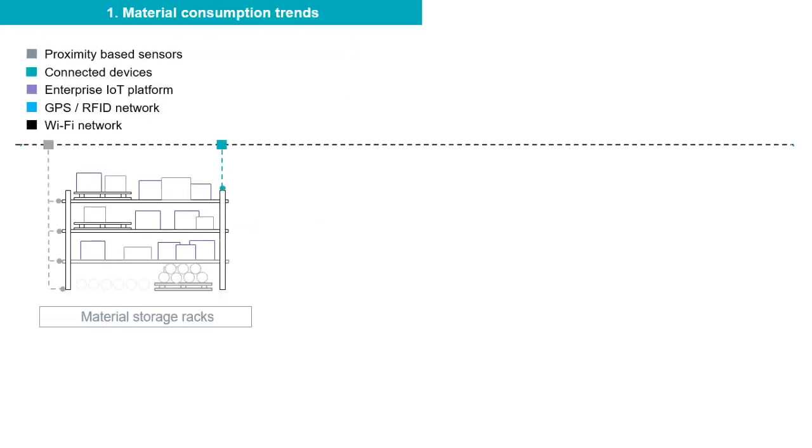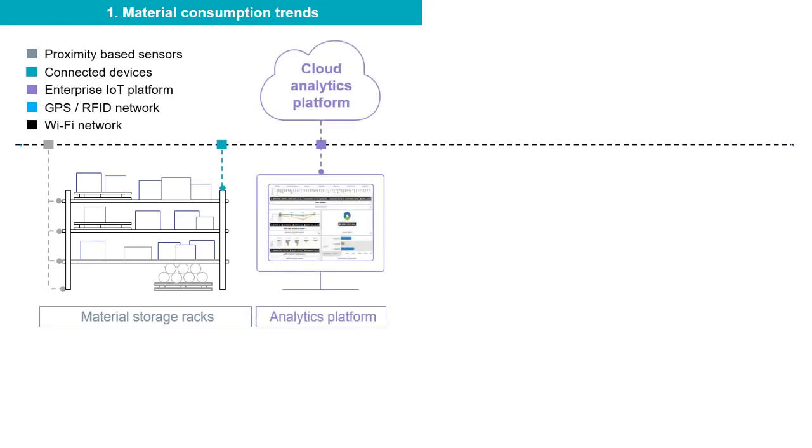In this scenario, we have a connected material storage rack located on the factory shop floor. Sensors on the rack can determine the volume of material being stored. The steel material consumption patterns in this case are being monitored by our analytics environment.